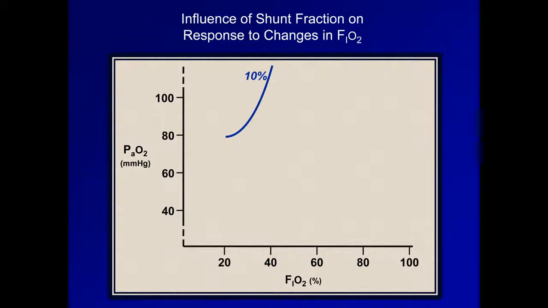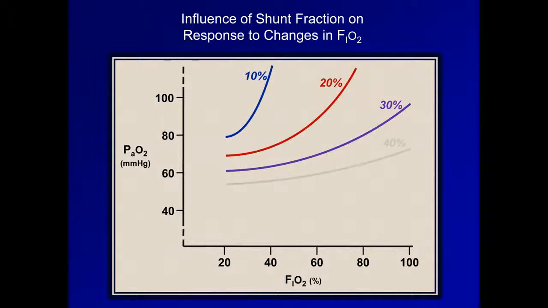However, if that shunt fraction is increased to 20%, it requires a very high concentration of supplemental oxygen to achieve a PaO2 of 100. And once the shunt fraction reaches 30%, depending upon the patient's cardiac output and other factors, it may no longer be possible to achieve a PaO2 of 100 at atmospheric pressures. And finally, once the shunt fraction has reached 50%, that is, when half of the cardiac output is bypassing either the alveolar capillary membrane or the lungs themselves in their entirety, increasing FiO2 produces almost no change in PaO2 at all.